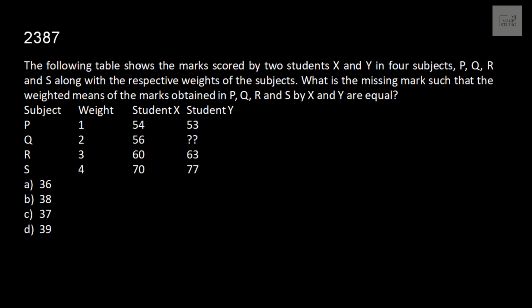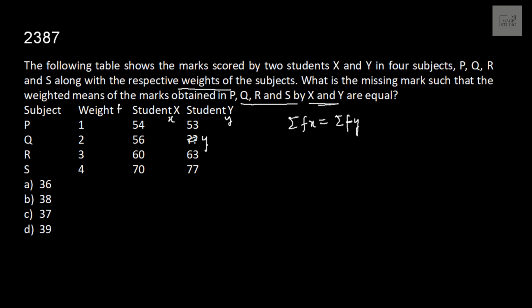The following table shows the marks scored by two students X and Y in 4 subjects P, Q, R and S along with the respective weights. What is the missing marks such that the weighted means of the marks obtained in P, Q, R, S by X and Y are equal? That means this is F, this is X, and this is Y, so summation of Fx is equal to summation of Fy.